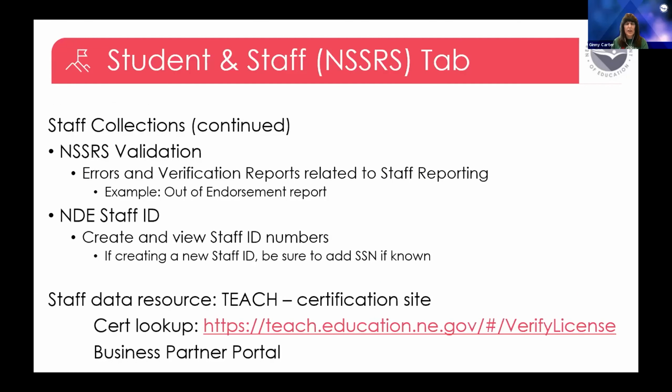So you might get an error here saying you're missing a piece of information. In the verification reports, it'll give you the out of endorsement report, which is one you'll want to check throughout the year to make sure your staff do have the correct endorsement for the course that you're reporting them for. There are lots of other staff reports out there. There's an entire report of all of your staff, kind of the old fall personnel report, if anyone remembers that. But make sure you look over those staff reporting verification reports in the NSSRS validation.